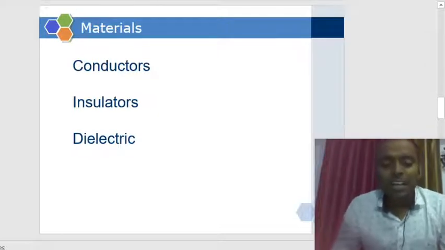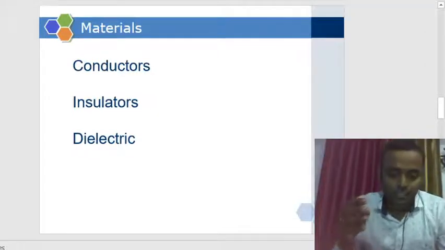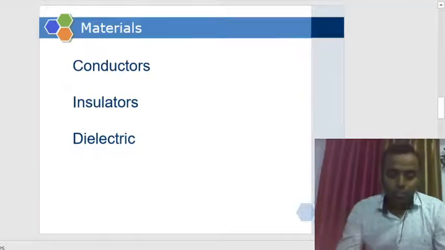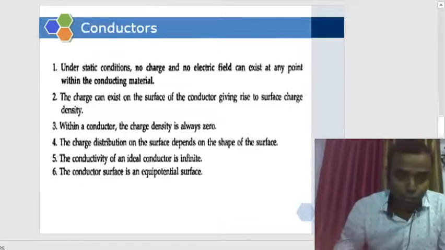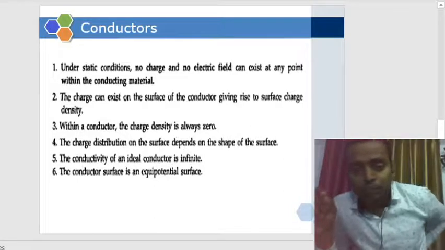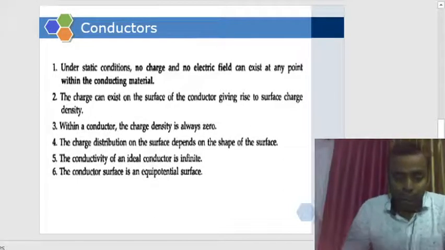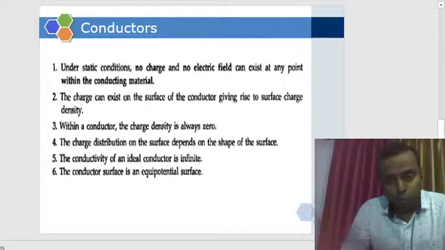Insulators and dielectrics, we will take both of them simultaneously. Okay, so before that I want you to write the properties and understand the properties of conductors. So these are some properties of conductors. Number one, under static conditions, no charge, no electric field can exist at any point within the conducting materials. स्टैटिक कंडीशन में कोई चार्ज कोई फील्ड नहीं होता किसी भी पॉइंट पे, isn't it?